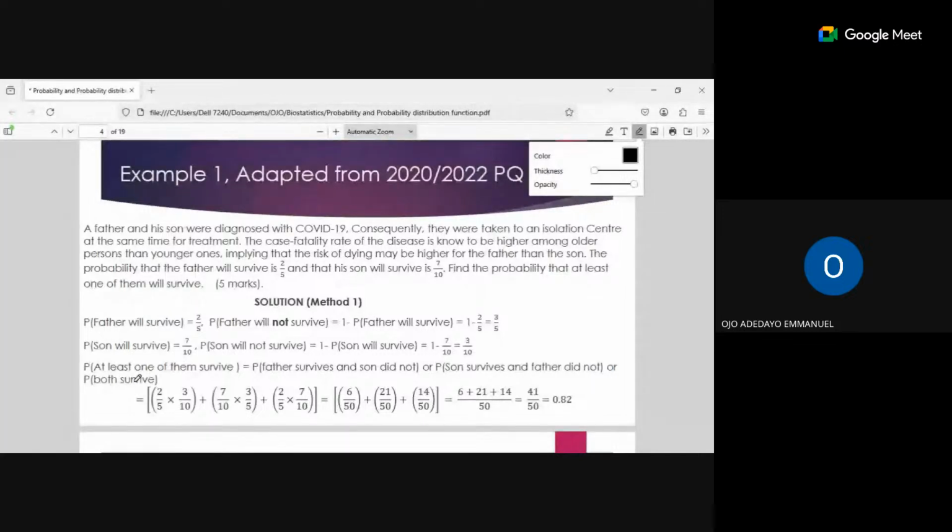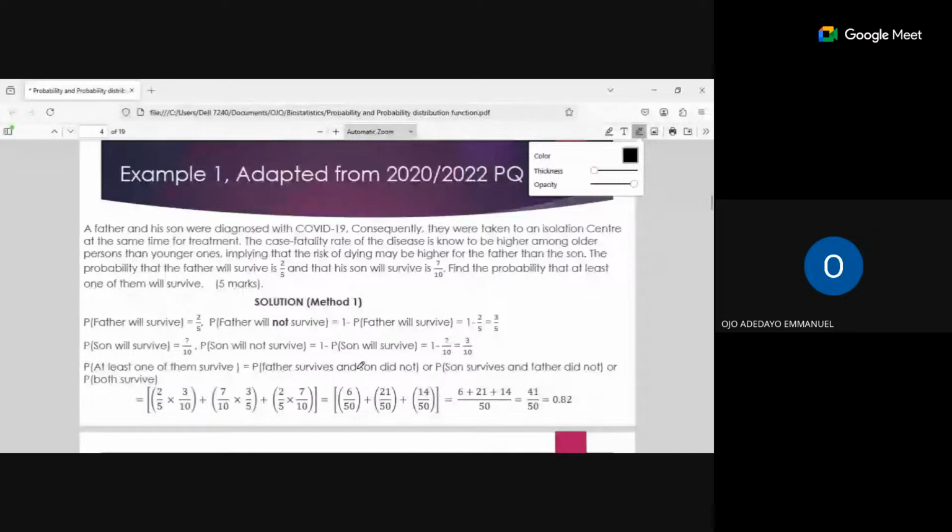Now, looking at this, the probability that the father will survive is given from the question to be 2 over 5. Multiply by the probability that the son will not survive. You've calculated that to be 3 over 10.